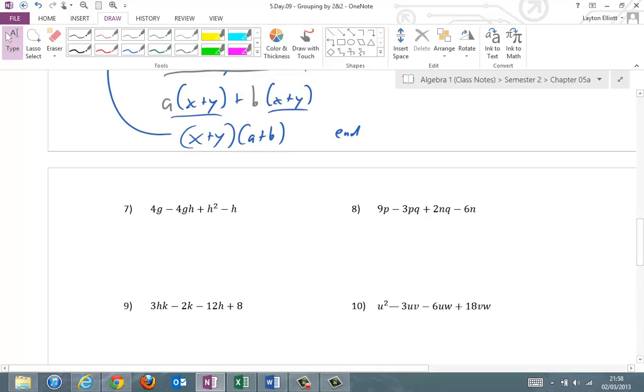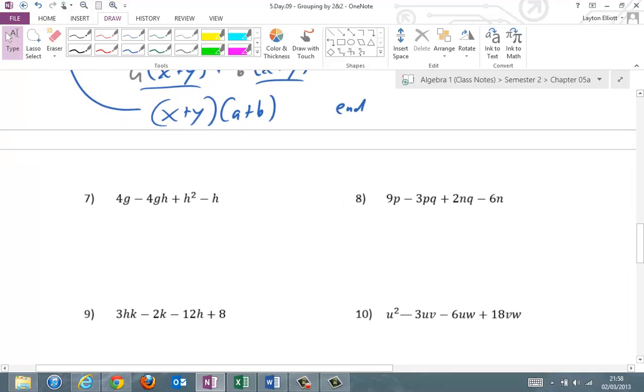In number 7, the key behind 2 and 2 factoring is to look to see out of the 4 terms, are there two pairs that have something in common? Right now, the way it's written, my first 2 definitely have some things in common, and my second 2 definitely have some things in common. The first 2, what's in common is a 4g, and if I pull out a 4g, I get a 1 minus h. The second 2, if I pull out an h, I get an h minus 1. Okay, those are almost the same thing. They're very, very close, but they're not quite identical.